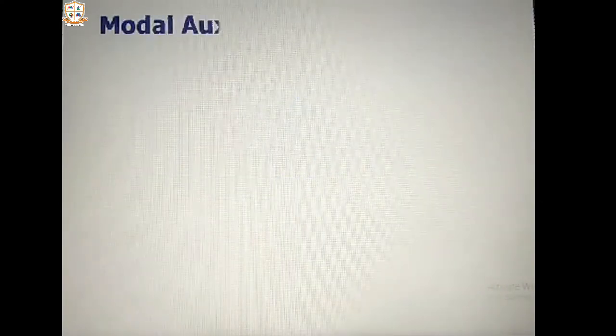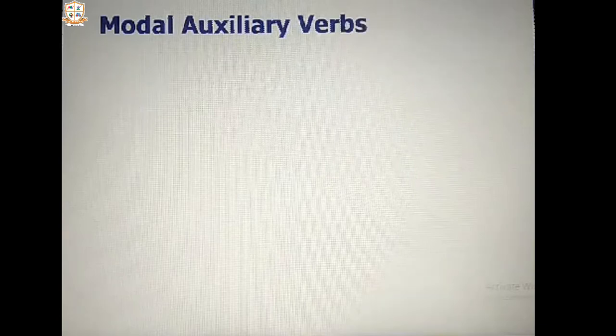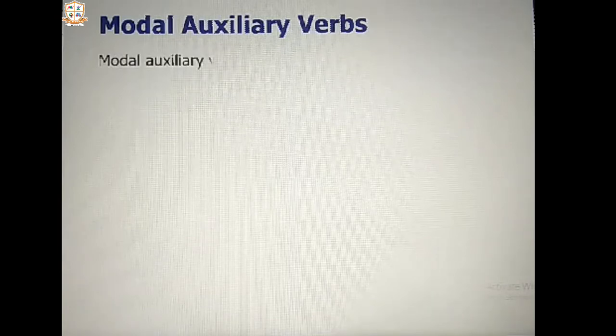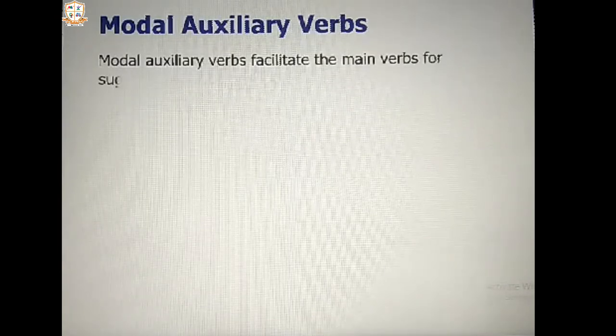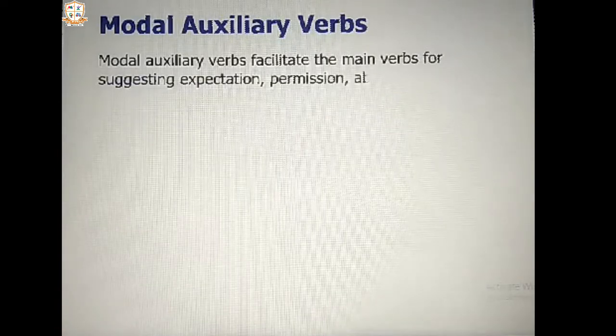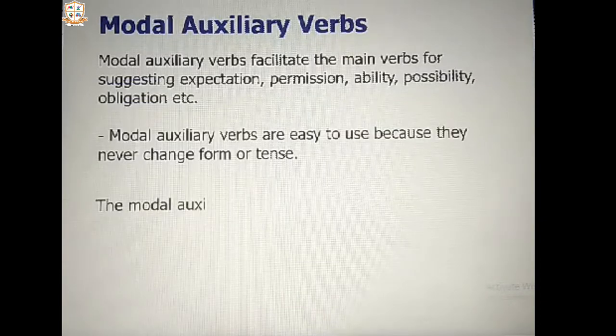In English grammar, there are two types of auxiliary verbs, primary auxiliaries and modal auxiliaries. Modal auxiliary verbs facilitate the main verbs for suggesting expectation, permission, ability, possibility, obligation, etc. Modal auxiliary verbs are very easy to use because they never change form or tense. That is, we don't need to add s or es with them to agree with the subject.